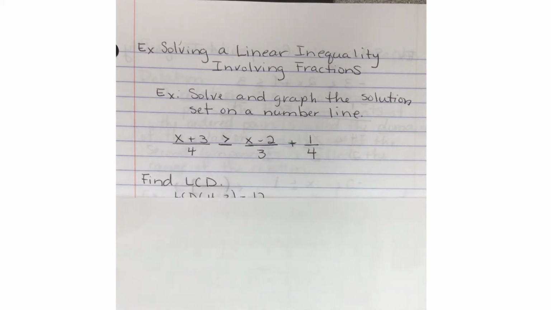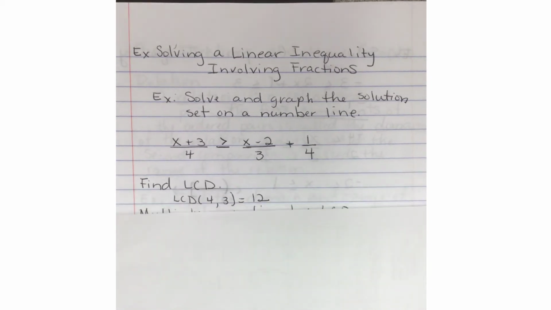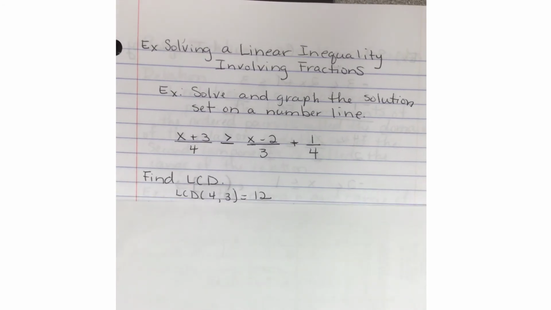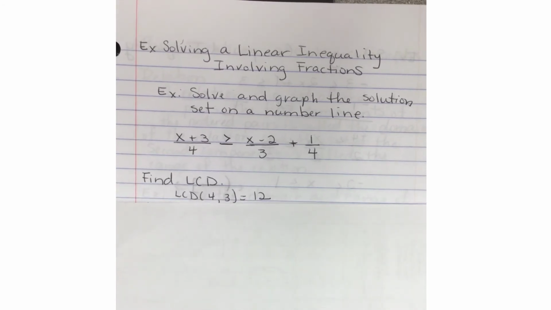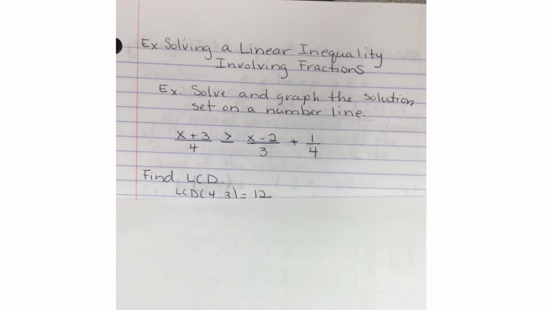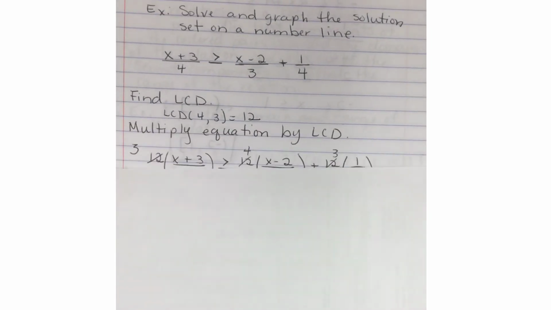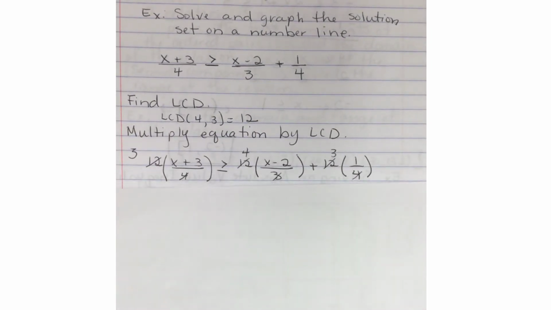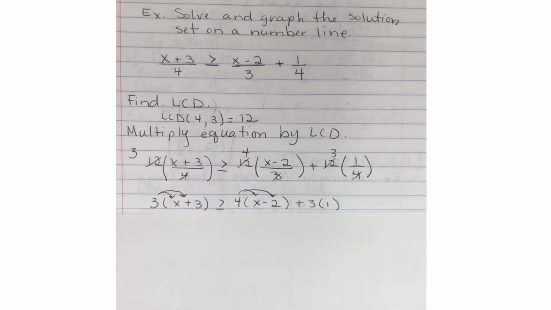So to get rid of them, we need to find the least common denominator. And if we look at the denominators 4 and 3, we notice that the least common denominator is 12. We're going to take 12 and multiply it times each term, and we have 12 times (x + 3)/4 is greater than or equal to 12 times (x - 2)/3 + 12 times 1/4. And notice I reduced each fraction. 4 goes into 12 3 times, 3 goes into 12 4 times, and 4 goes into 12 3 times.